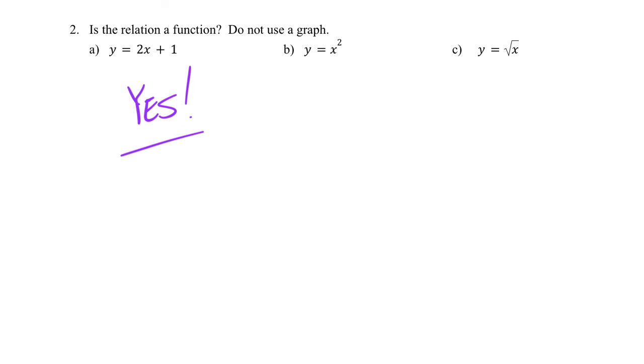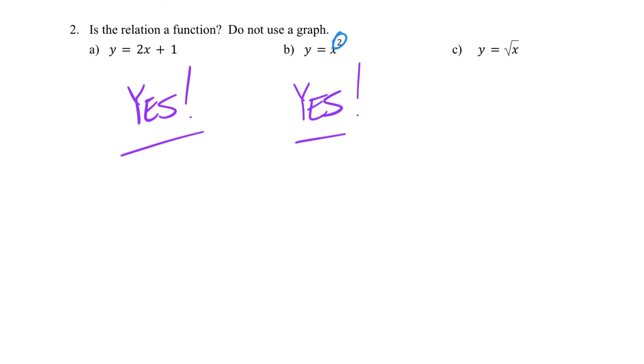Okay, let's take a look at B. Look at the operation in B. It's squaring something. So if I said to you, pick an x, sub it in, square it, is there ever a time where now it's going to spit out multiple answers? I hope your answer to that question would be no. Every time I sub in a number and I square a number, I get one answer. Therefore, yes, it is a function.